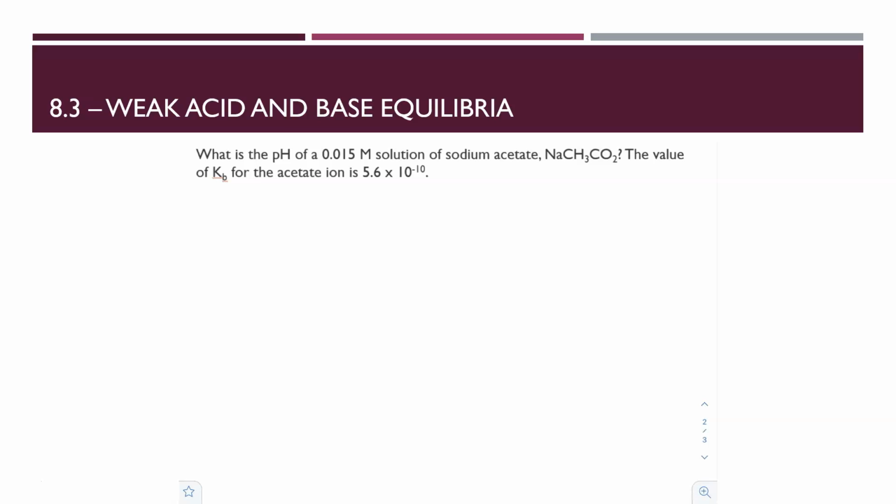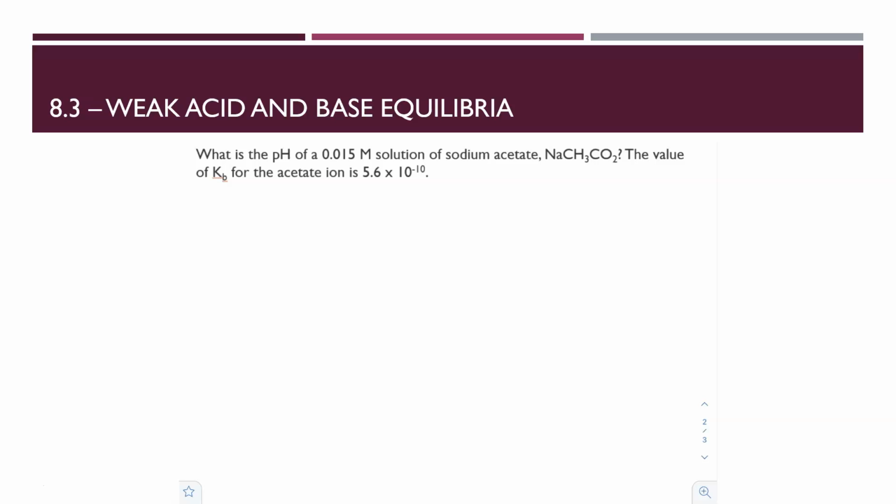This question is asking us about the pH of a solution of sodium acetate, and we're given the Kb value for the acetate ion. Now, the issue with this is that sodium acetate is neither obviously an acid or a base. So, since we're given the Kb value for the acetate ion, we're going to start with that.